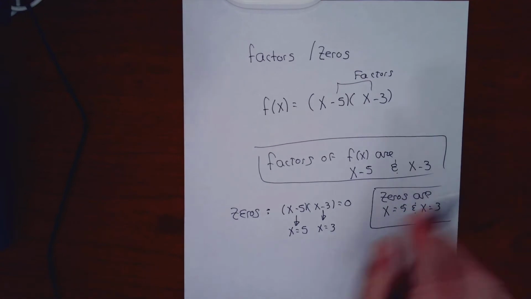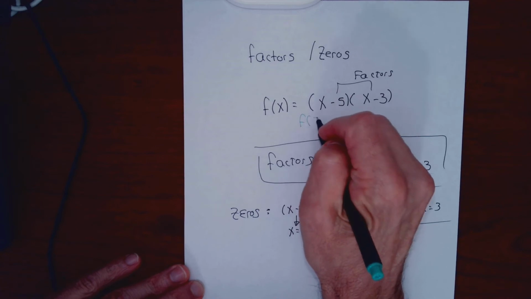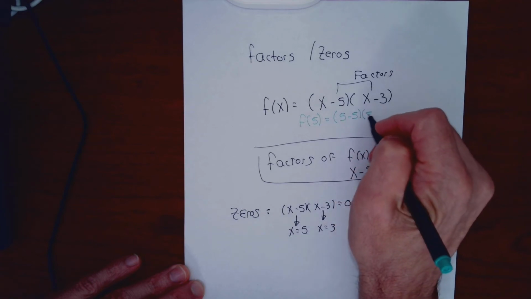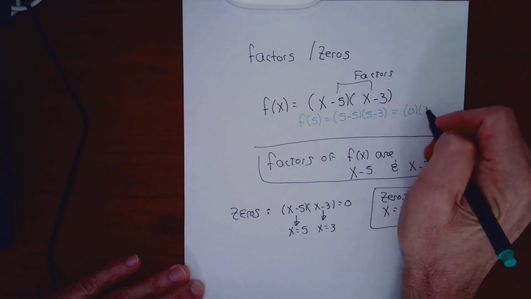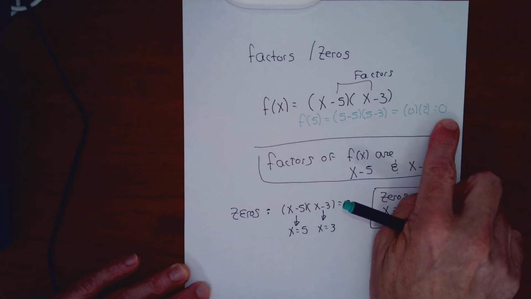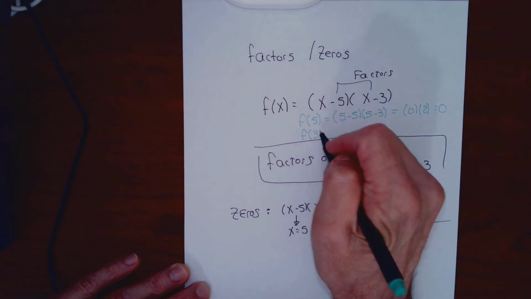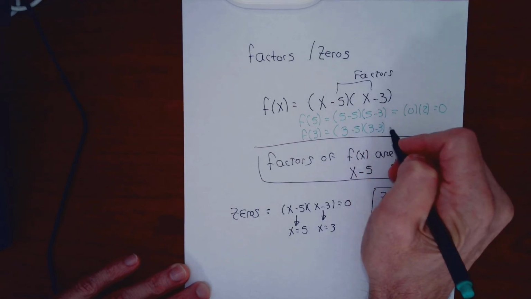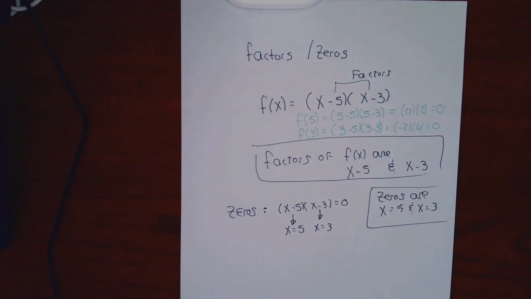The reason we call zeros zeros is because if you plug them in, if I evaluate the function at 5, I'd get 0 times 2, which is 0. The reason I call 5 a zero of the polynomial is because if I plug it in for x, I get 0. Similarly, if I plug 3 in for x, I get 0. So zeros and factors are related.